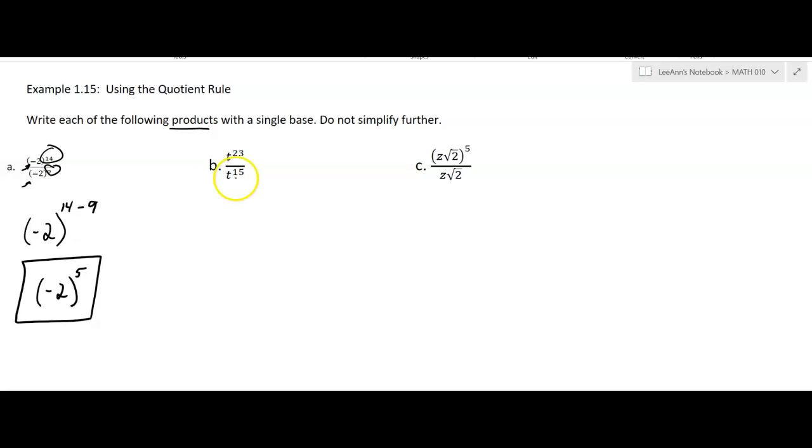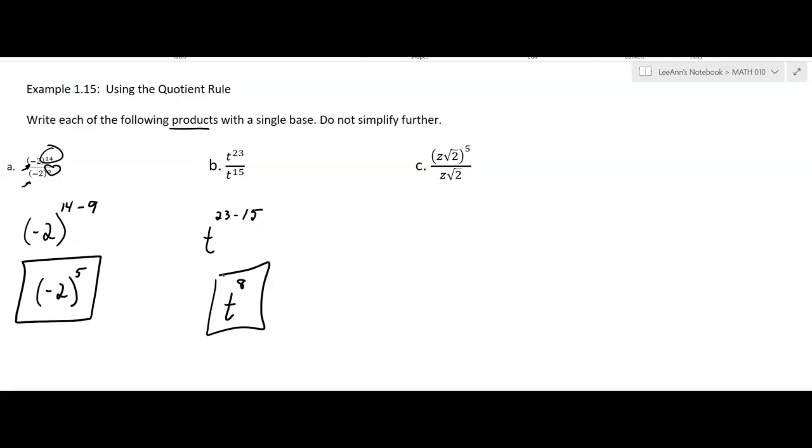Okay. Now, the next one, I have base of t, right? So I want to go 23 minus 15. What's that? 8? T to the 8th power. And we're done.